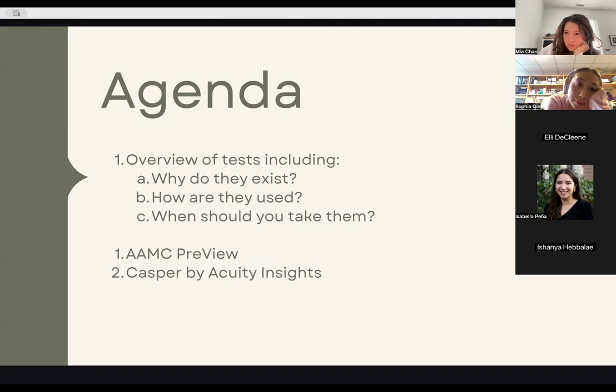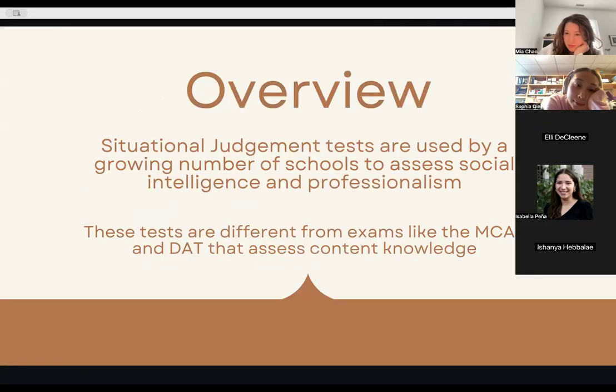All right. So, as I mentioned, we're going to focus on the AAMC preview and Casper. We're going to talk about why they exist, how they're used, and when to take them. And so we will kind of get started with an overview. So, situational judgment tests are used by not only medical schools, but actually they're used by PA programs, nursing schools, other graduate schools as well. So you may hear from peers or friends that they're being asked to take a Casper test for their graduate program. So they do exist outside of our bubble as well.